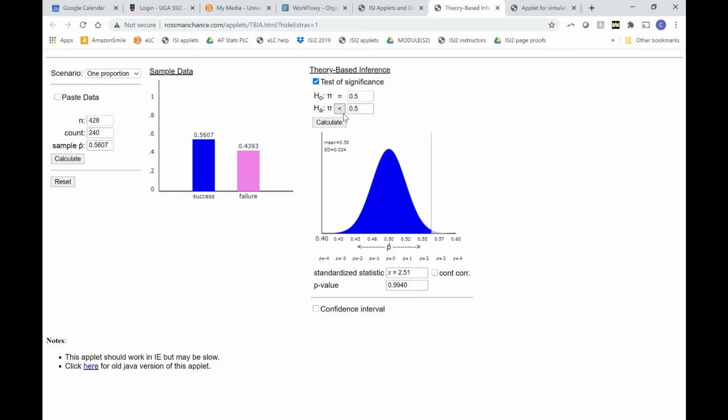I'm going to change it. Instead of less than, I want it to be greater than. And then I have to click calculate to make it find the p-value. So you can see it's giving me my z-statistic here, a little different due to rounding, I think. And then the way it's finding the p-value is by shading the area under the curve there. So that 0.0060, that's shading the area under the curve.